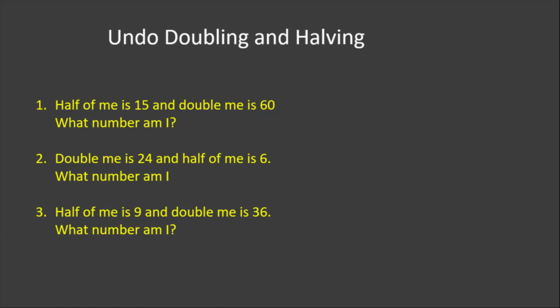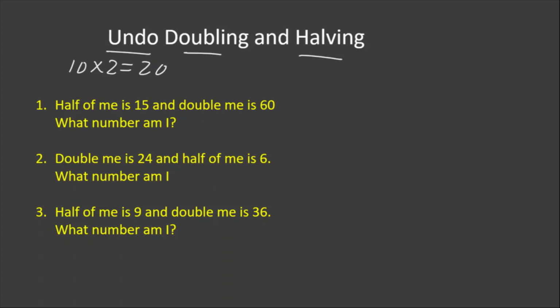In this lesson, we are going to work on undoing, doubling, and halving. From the previous lessons, we know that to double means to multiply a number by 2. Suppose our number is 10, when we want to double it, we multiply it by 2. So double 10 is 20.